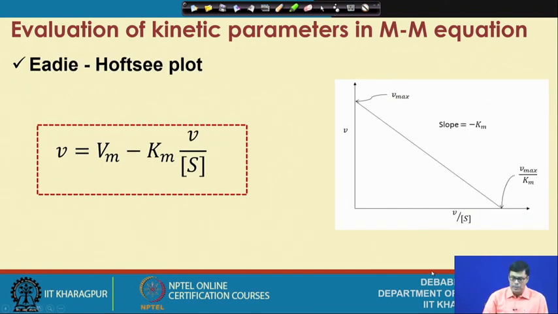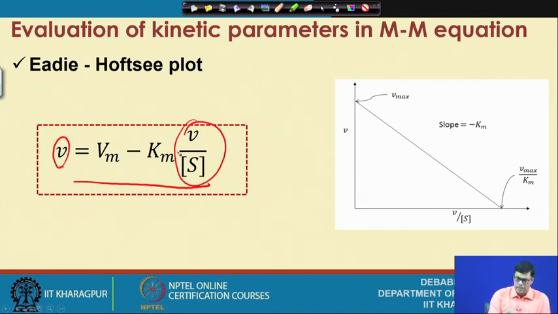Now similarly, for the Eadie-Hofstee plot, I can write the Michaelis-Menten equation in this form. If you plot V versus V by S, there will be a negative slope. If you take the slope, it will be minus Km, and the intercept, this V, this maximum value we can consider as the Vmax. So directly we can find out the Km and Vmax values.